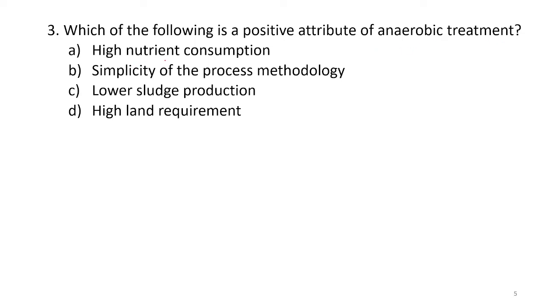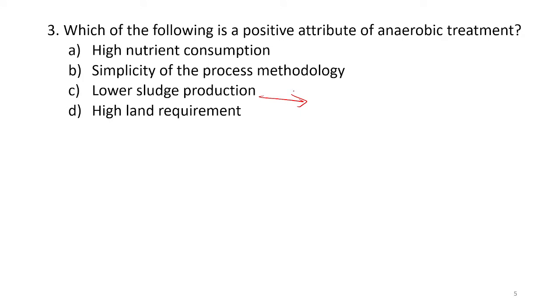Option A, high nutrient consumption. Option B, simplicity of the process methodology. Option C, lower sludge production. Option D, high land requirement. So any answer? C. C, lower sludge production. Okay. Any other answer, anyone?